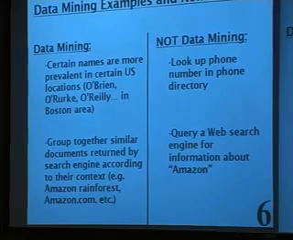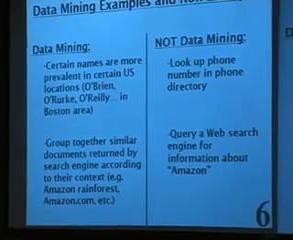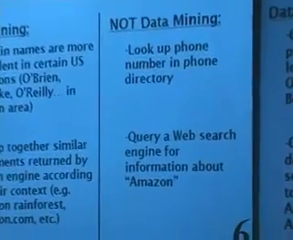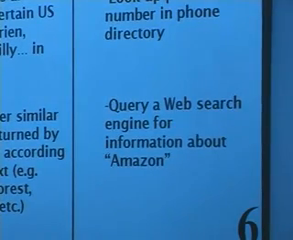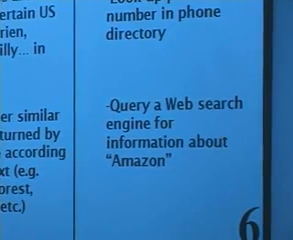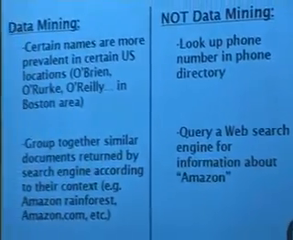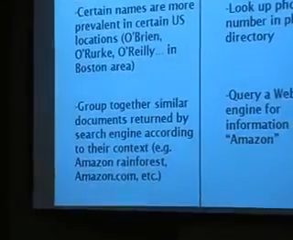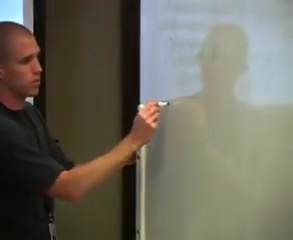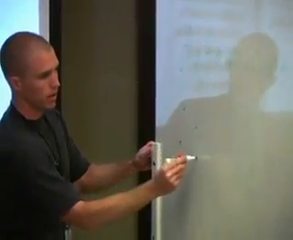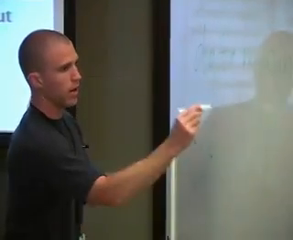On the right here, the second one, query a web search engine for information about Amazon. Okay, I'm getting useful information from a large data set, right? The web is a large data set. But again, that's not data mining. Something that would be data mining here on the left: group together similar documents returned by a search engine according to their context. For example, if you thought about drawing a picture of all the web pages that come back for the query Amazon, you start to see two groups, right? Here's a group over here, and here's a group over here.